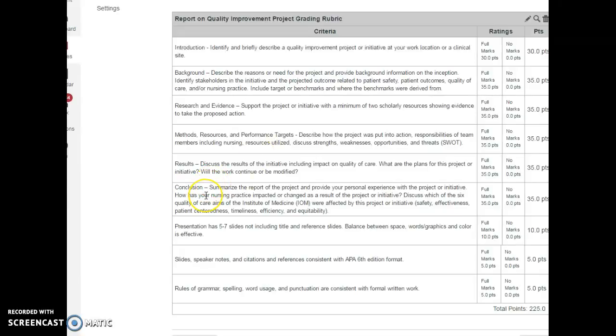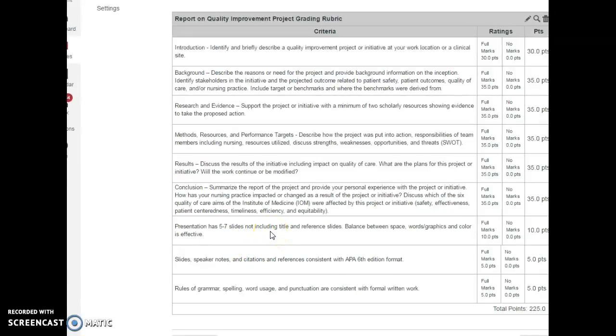And then finally, the conclusion is you're going to summarize the project if you have had personal experience with it. If you do not have personal experience with it, possibly your thoughts on it, where you could use it in the future, giving some insight into why you thought it was good, what was the outcome that you agreed with or didn't agree with. The presentation is to be 5 or 7 slides.